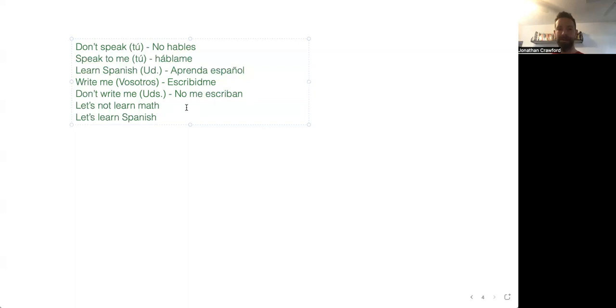La matemática. You can also say mate for short. Some people say that. Okay. Let's not learn matemática. Let's keep it like that, no? Let's not learn math. No aprender nosotros. I don't have to put nosotros. It's implied because it says let's, right? No aprendamos. No aprendamos matemática.